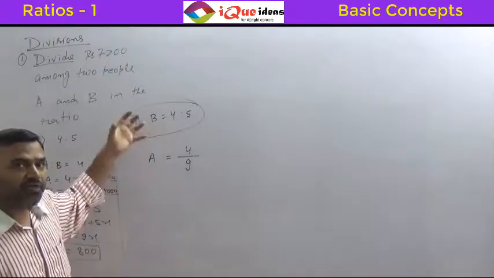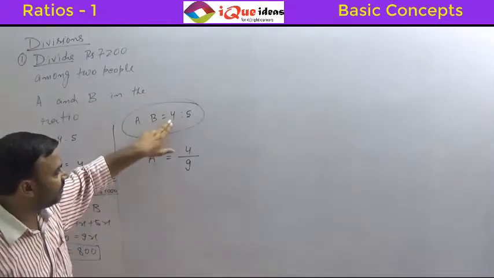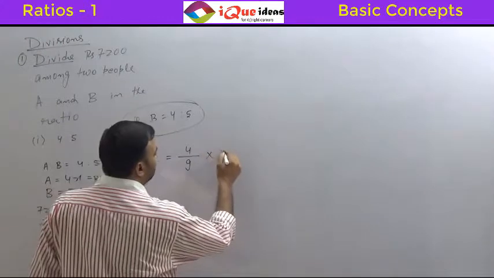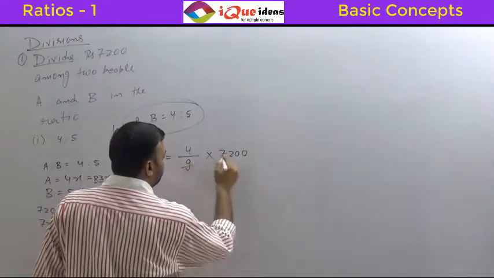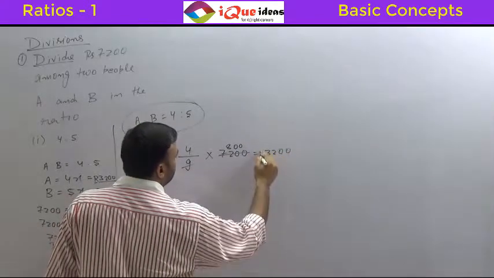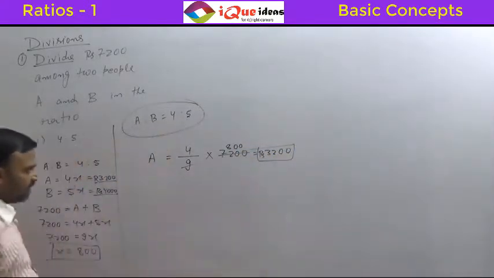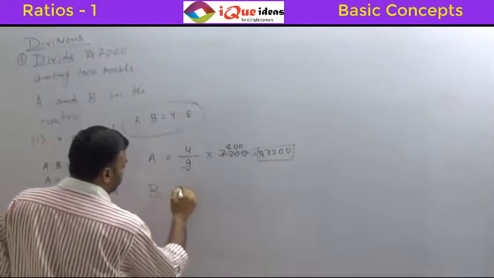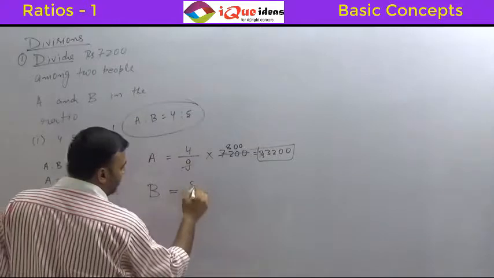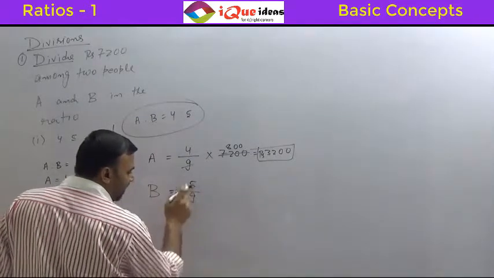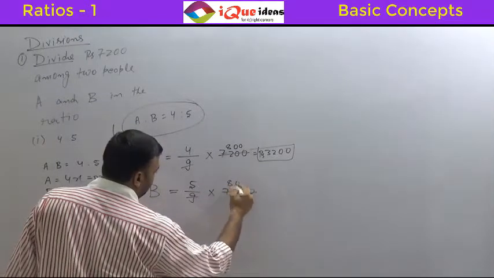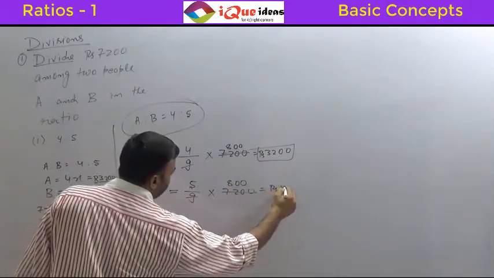to A. So the share of A in terms of fraction can be written as 4 divided by the sum of 4 and 5, that is 9, multiplied by the total value, that is 7200. So directly you can get this value, which is 800 into 4, 3200 rupees. Right? The share of B, out of 9 parts, B should get 5 parts. So in terms of fraction, we can write it as 5 by 9 of the total amount. So again, 800 into 5, which is 4000 rupees.